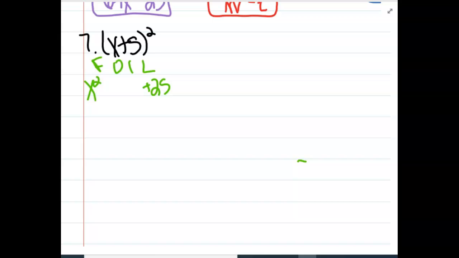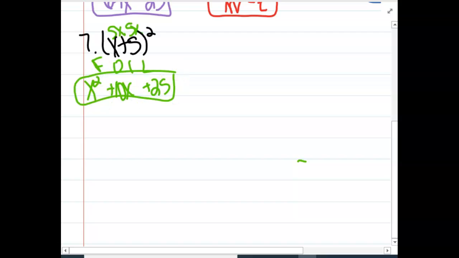Okay. The O. If you were to write it out, and I'm not going to let you write it out, the outer term would be x plus 5 times x plus 5: x times 5, which is 5x. The I would be 5 times x, that's also 5x. The O and the I for this one are always going to be the same thing, so you just have to find it once. So 5x and 5x is going to give you a plus 10x.